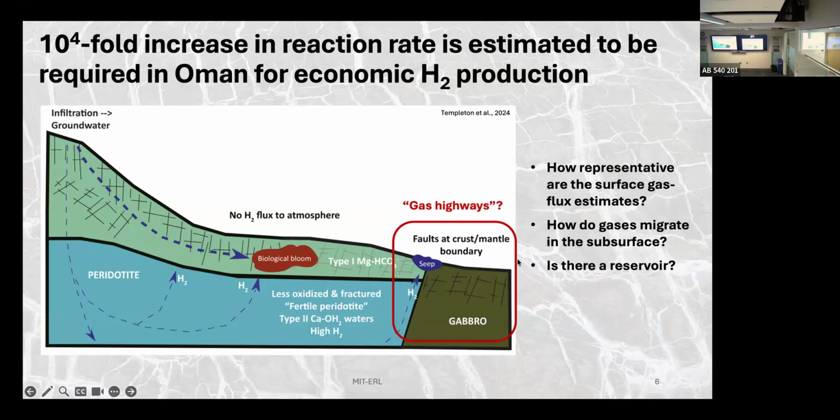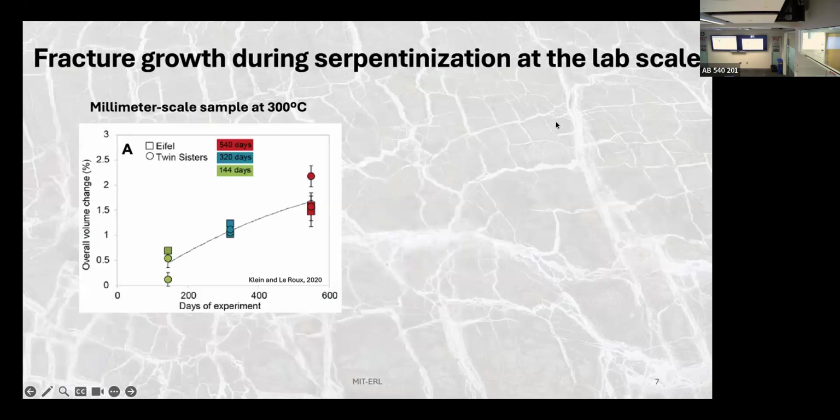So all these questions cannot be answered with the current observation or modeling techniques, and apparently new techniques that can potentially allow us to see gas transport in the subsurface are required. So now let's turn to the second question, that is whether reaction-driven fracturing can maintain the permeability in the peridotite formation. The process of serpentinization has been extensively studied in the lab.